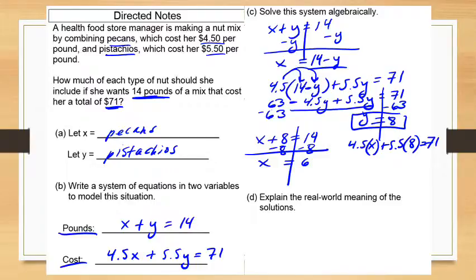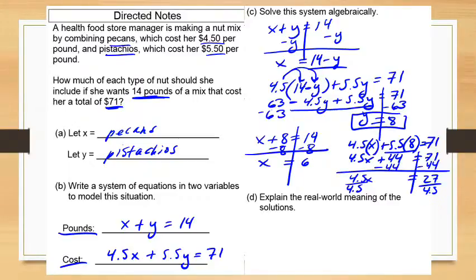So I'm going to combine what I can. 4.5x plus 5.5 times 8 gives me 4.5x plus 44 equals 71. Now I can keep balancing my equation to figure it out. So 4.5x equals 71 minus 44, which will give me 27. Now I'm going to divide by 4.5 on each side. So 27 divided by 4.5 is going to give me 6. You'll notice I was able to get 6 on each of these. That tells me I found the correct solution to the system of equations.